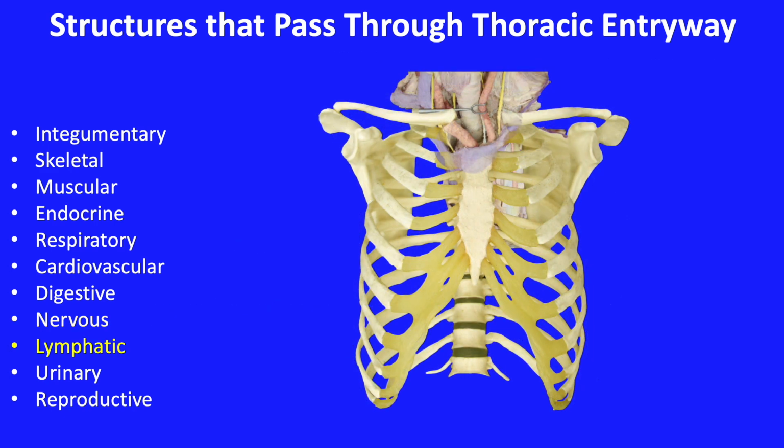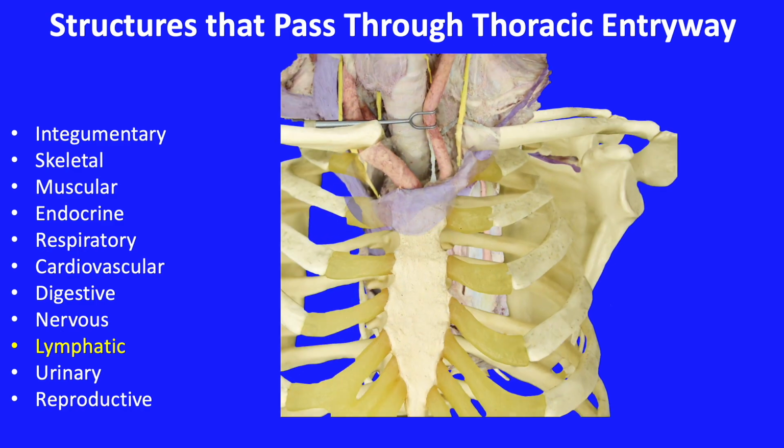The last system we must consider is the lymphatic system. If I now zoom in on the thoracic entryway, there is an important structure that exits the thoracic entryway from the thorax into the neck, and that is the thoracic duct.